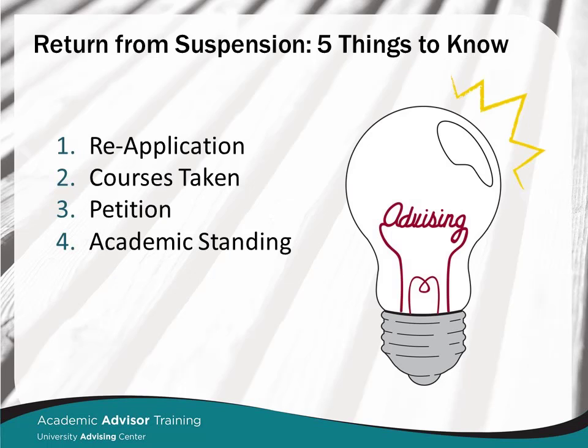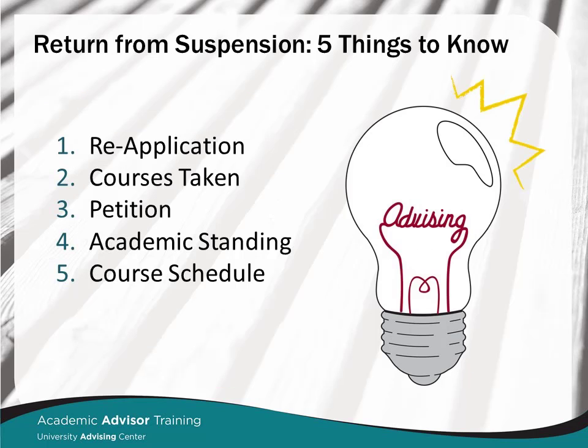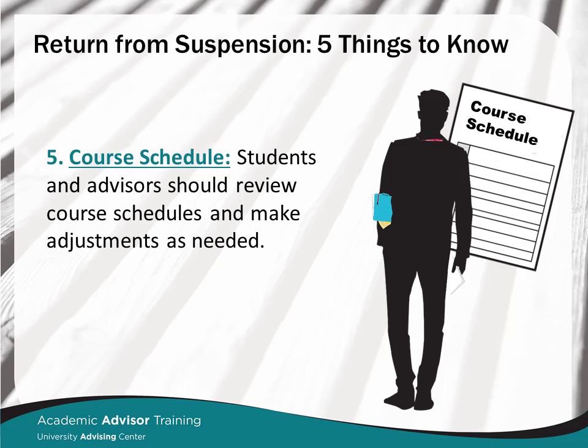4. Academic standing. Students readmitted from suspension are on academic probation and have a suspension reinstatement status because their total institutional GPA is below a 2.0. And 5. Course schedule. Students and advisors should review course schedules and make adjustments to allow for the best chance for academic success during the first semester back.